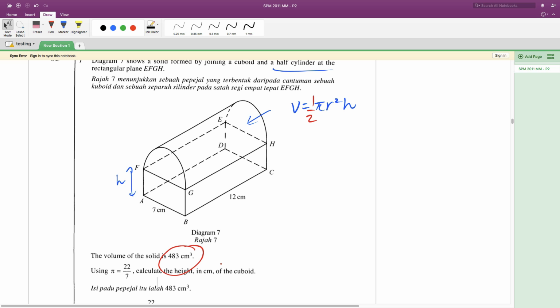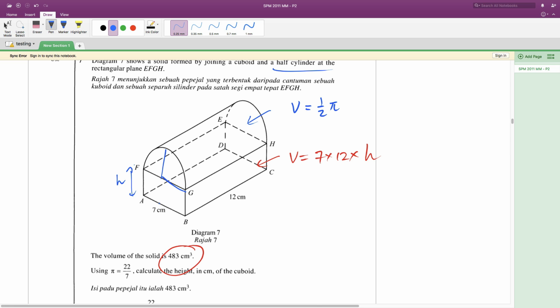So what I will do is find the volume of the cuboid. The volume of the cuboid is just 7 multiplied by 12 and then multiplied by the height. The height I'm going to write as h. And then for the volume of the cylinder here, I will just do half pi r squared h. This is my radius, isn't it? You can find out my radius is actually half of 7, because the whole 7 is the diameter, so this one is just half of it.